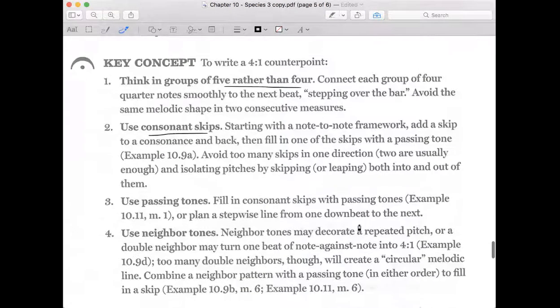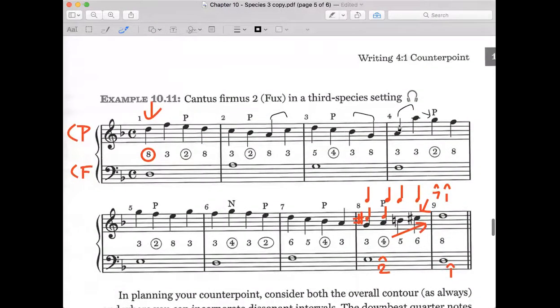Okay, so consonant skips and leaps are good. Notice also that you tend to have them within the measure. So you won't have a big octave leap to the downbeat, because that would have the sense of accenting. Often you're going to find it in the middle of a measure here.